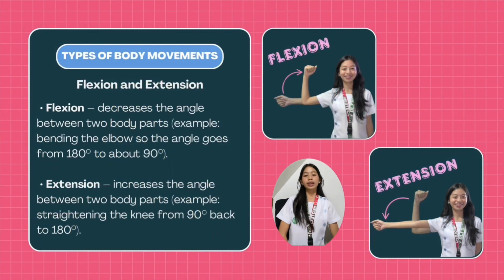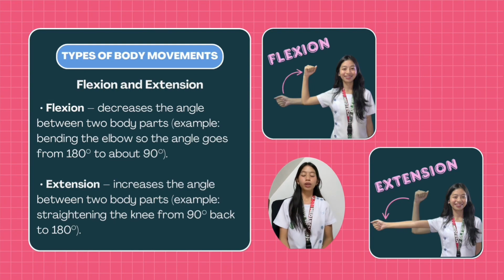They also help us maintain posture and keep our body strong. These are the different types of body movements. First, we have flexion and extension. Flexion decreases the angle between two body parts. For example, bending the elbow so the angle goes from 180 degrees to about 90 degrees. While extension increases the angle between two body parts. For example, straightening the knee from 90 degrees back to 180 degrees.